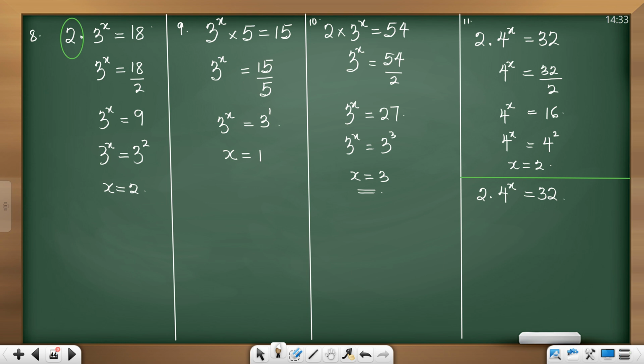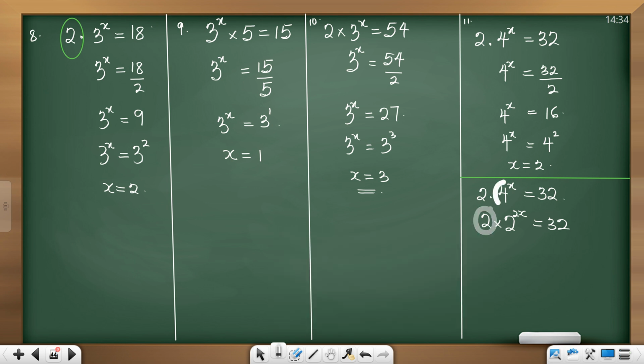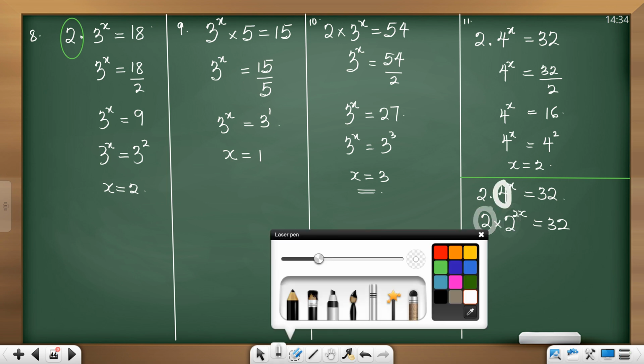What if I decide to write the 4 as a base of 2? Okay, let me do this first. Let's do it together. So 2 times 4 is 2 to the power 2, right? But there's an x there, so I'll have to keep the x. Oh, okay. Did you see what I did? Look at it. My 2 is still there, but 4, I realize that I can write 4 as 2 to the power 2. Oh, beautiful.